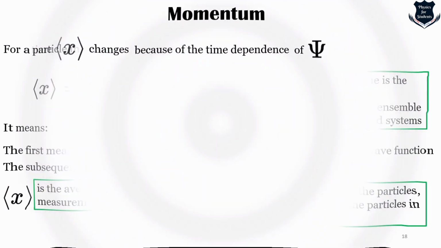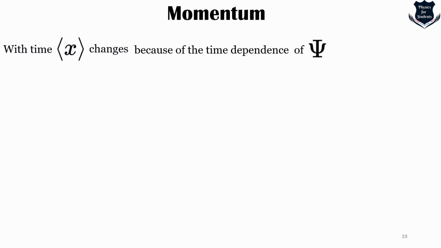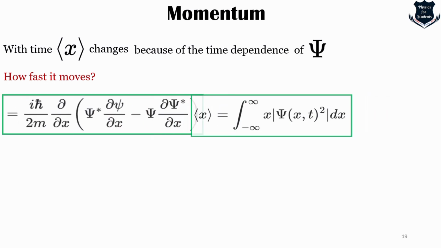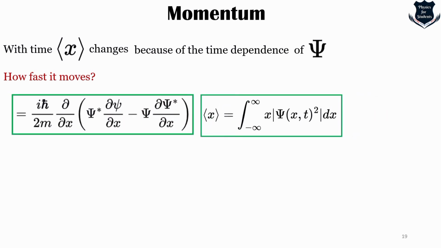So we move on next. As time passes, the entire distribution changes. As time goes on, <x> will change because of the time dependence of psi, and we want to know how fast it moves. Now we take the equation of this and this, and what we get is this one.